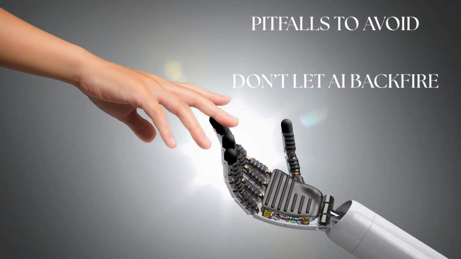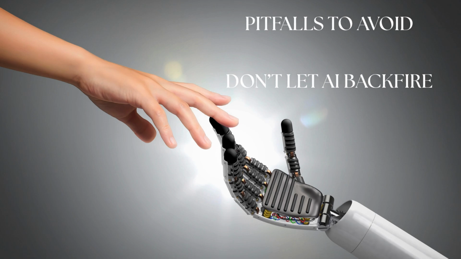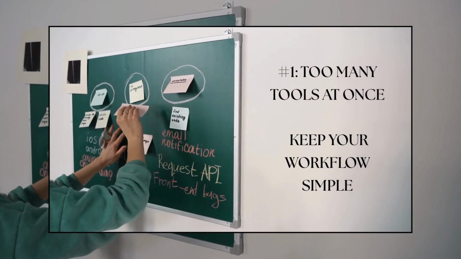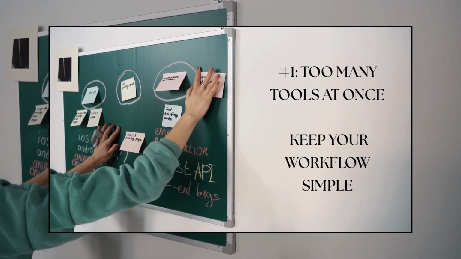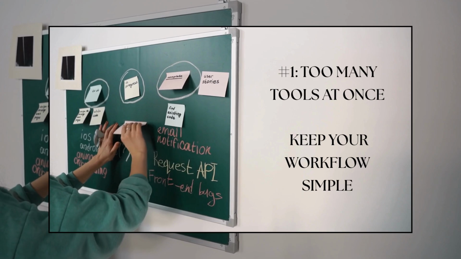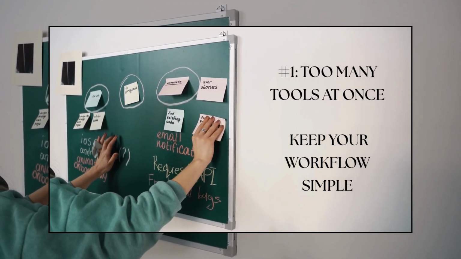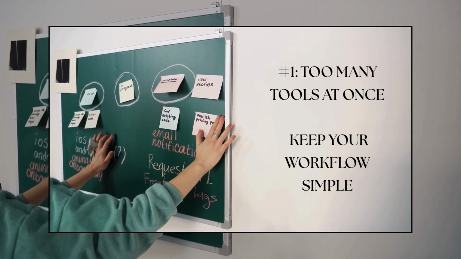Before you run off and automate everything with AI, let's pause for a moment. Because while this strategy is powerful, there are some pitfalls you need to avoid if you want it to actually work. The first pitfall is trying too many tools at once. I've seen creators waste weeks jumping between apps instead of sticking with a simple workflow. Don't fall into tool overload, master one step at a time.